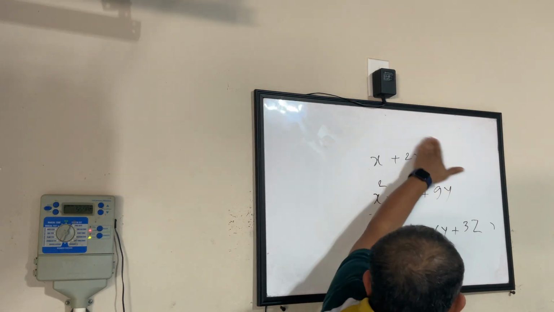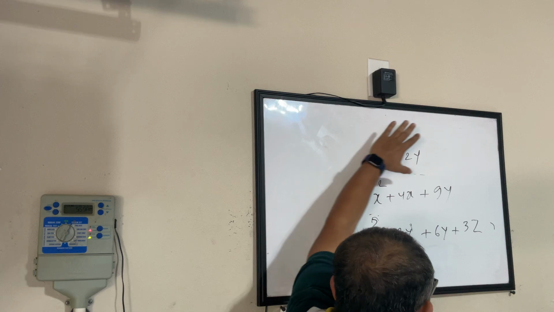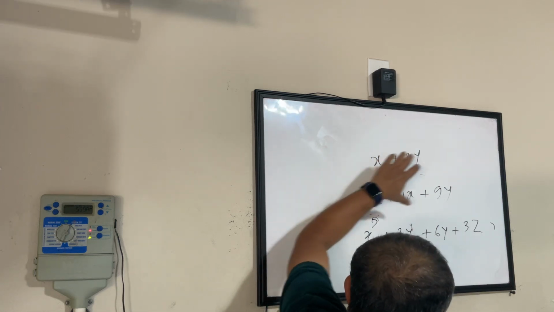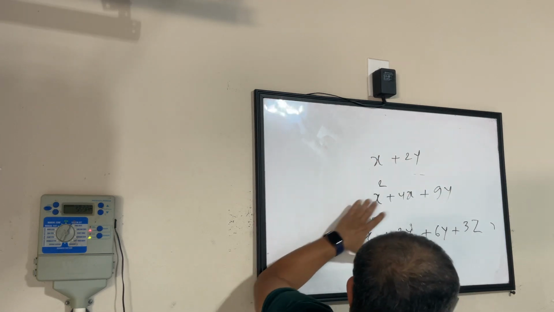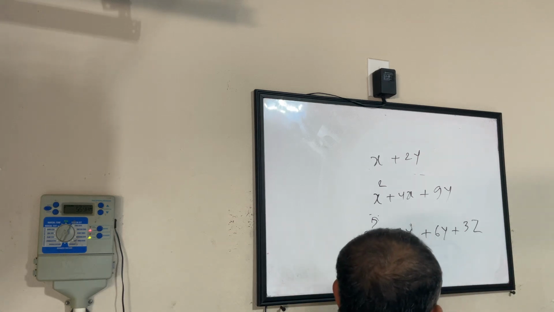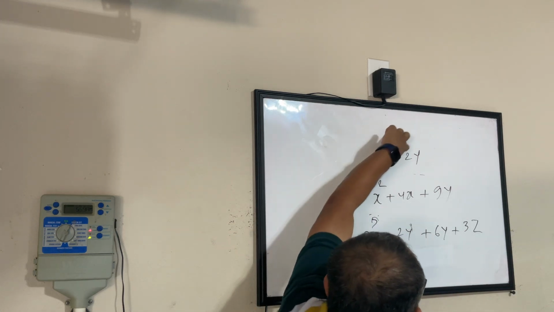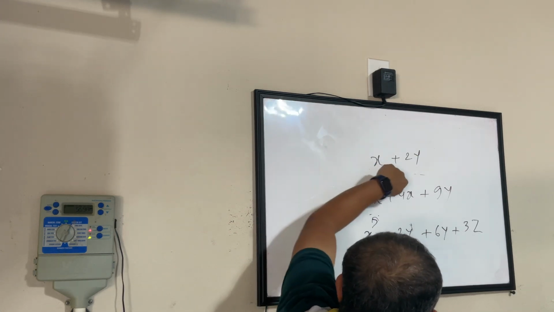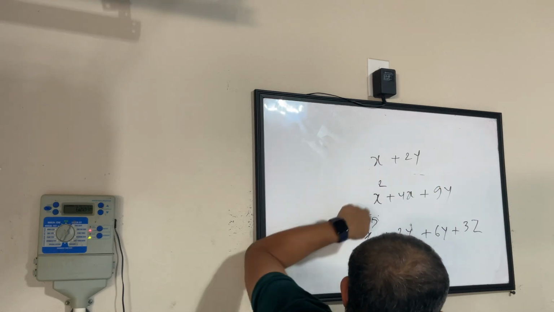So this is an expression because this doesn't have an equal to sign. This is also an expression because this doesn't have an equal to sign. This is also an expression which doesn't have an equal to sign. The difference between these three is this has two terms, 1 and 2. This has three terms, 1, 2 and 3. This has four terms.